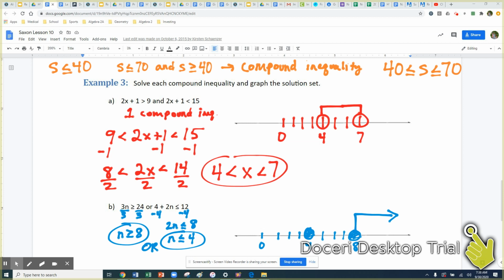n is less than or equal to 4, 3, 2, 1, those types of numbers, that's going to be going to the left. So for OR inequalities, we're going to see what's called a disjunction. They're not going to go towards each other; OR inequalities are going to go opposite of each other. So our AND inequality up above we can write as a single compound inequality, or below, we have two separate situations and we see our arrows going opposite directions.